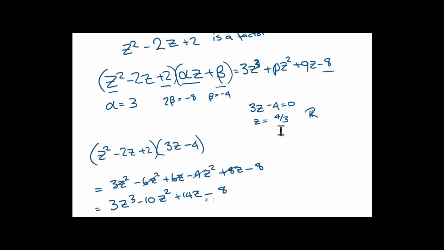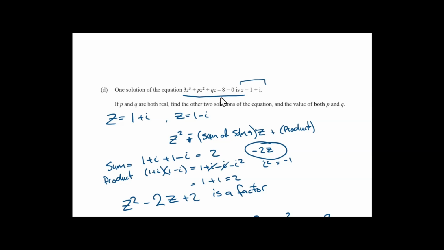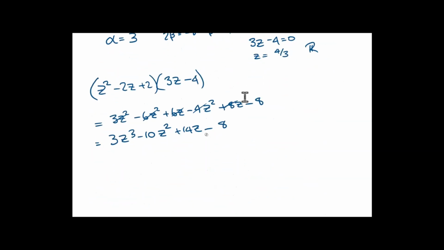And that's almost what we started with. P and Q are now known. So P must be negative 10 and Q must be positive 14. I think we're done with that one. I think that's all we wanted.